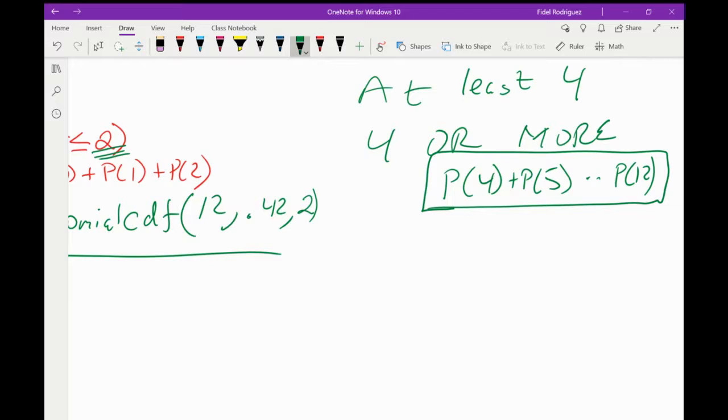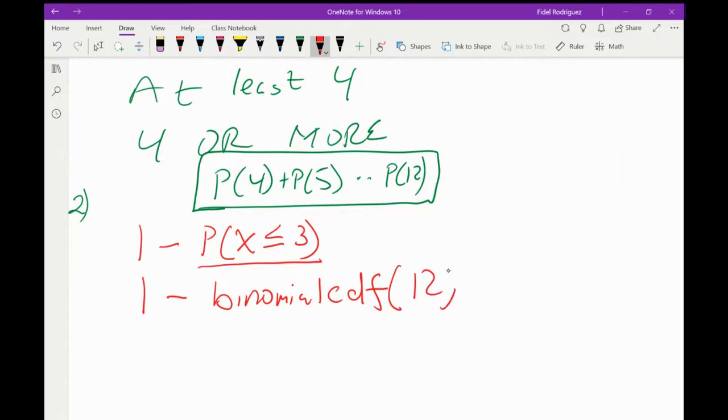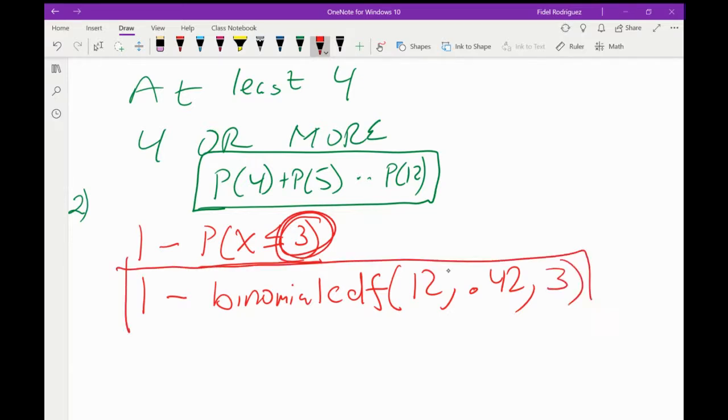So if I wanted to find this part here, couldn't we really do 1 minus the probability of x is smaller than or equal to 3? Yeah. Right? And I know how to do this part because smaller than or equal to 3 tells me to use my binomial CDF. So I could go 1 minus my binomial CDF, and my n is 12, and what was it, 0.42? And what's the number where we're stopping here? 3, right? And that's exactly how I would enter it in my calculator.